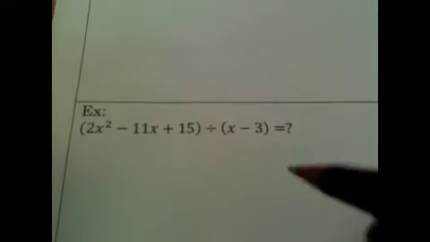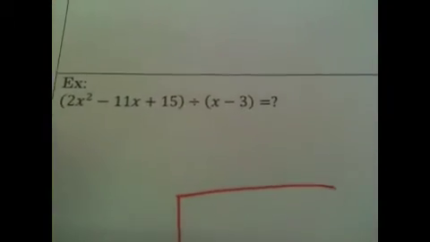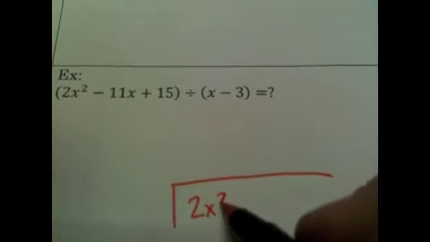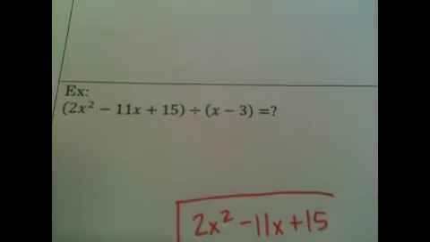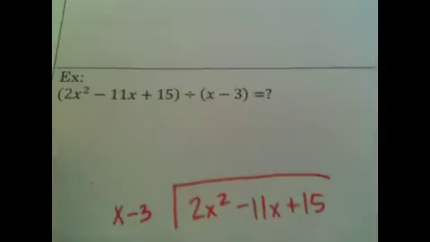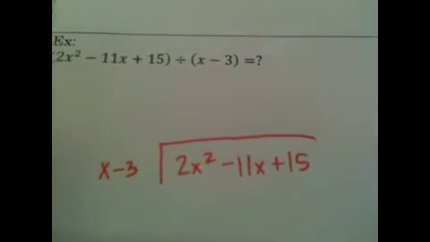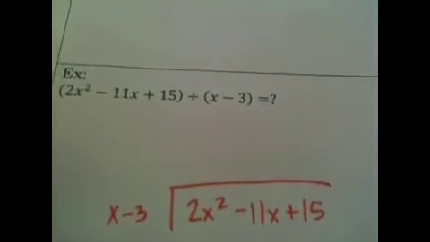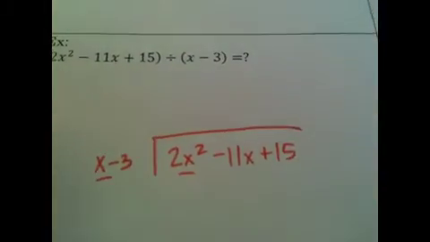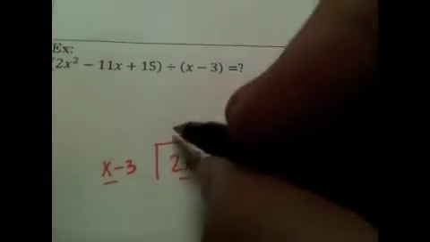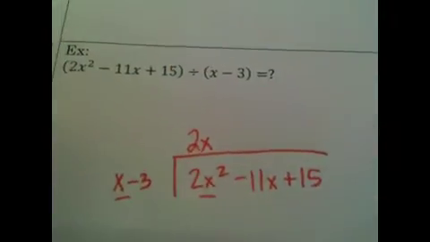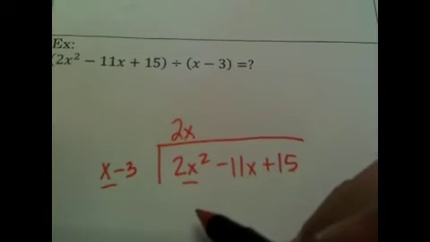Step 1, we're going to take this one, we're going to rewrite it into long division format. So 2x squared minus 11x plus 15 goes in the house, and x minus 3 is the divisor. It goes outside of the house. Okay, step 2, look at the first terms. How can I make an x a 2x squared? I have to multiply by 2x this time. Okay, 2x times x is going to give me 2x squared.